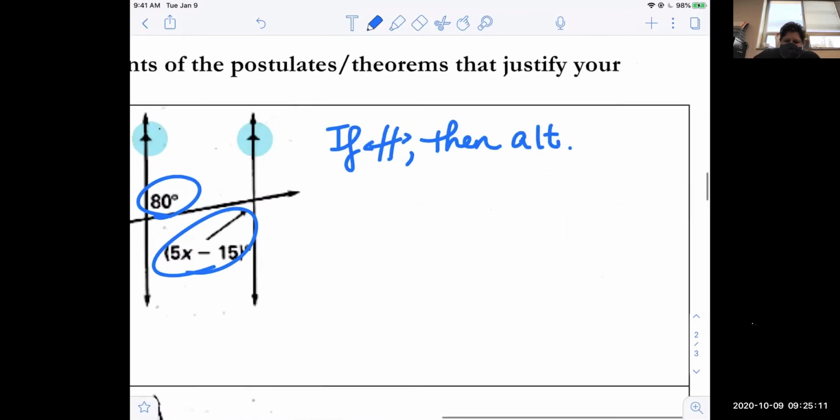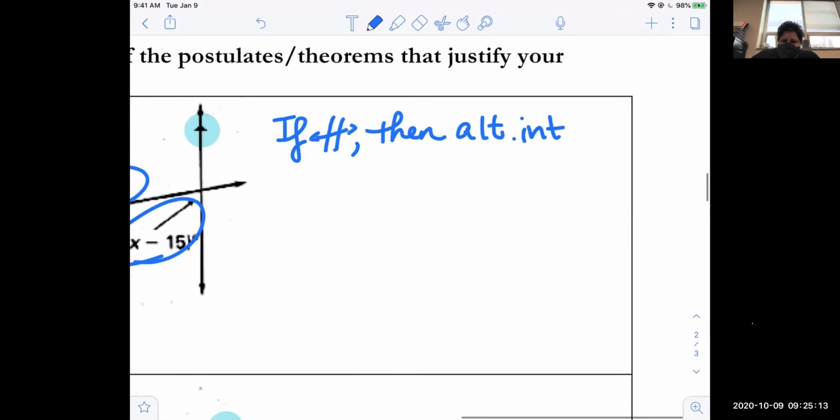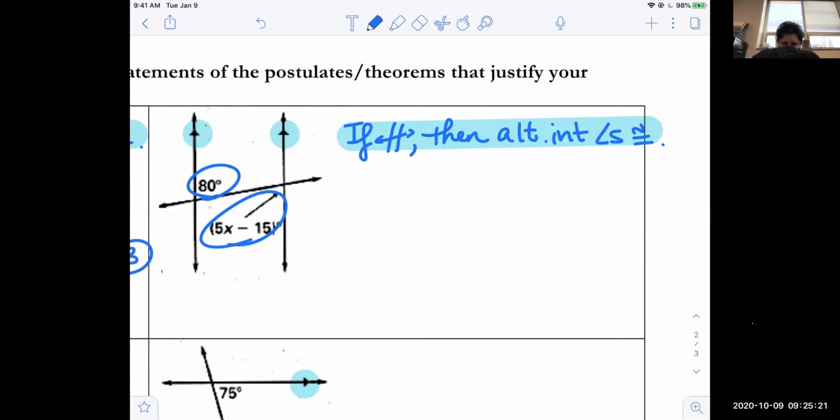If parallel lines cut by a transversal, then alternate interior angles are congruent. Okay, so since they're congruent, we're going to set them equal. So 80 will be equal to 5x minus 15. Add 15, divide by 5. X is 19.